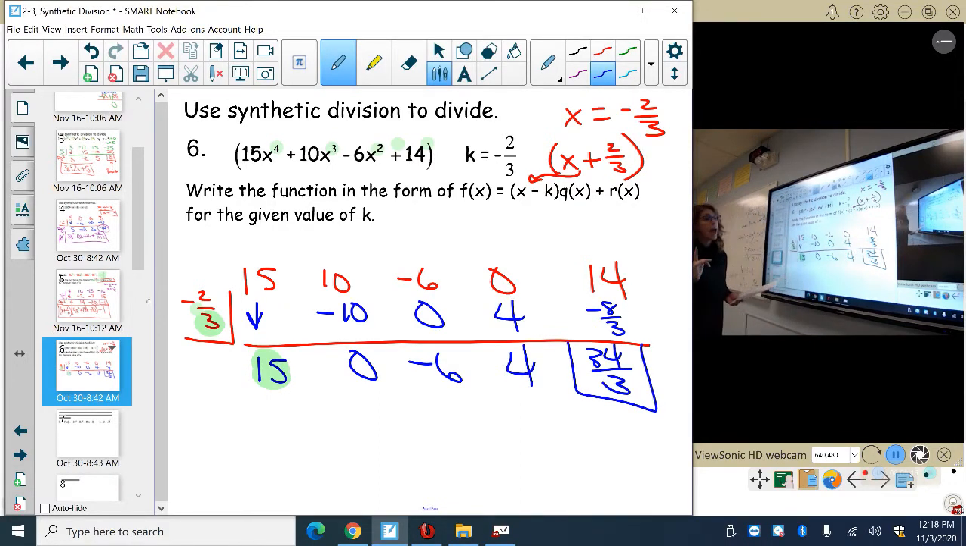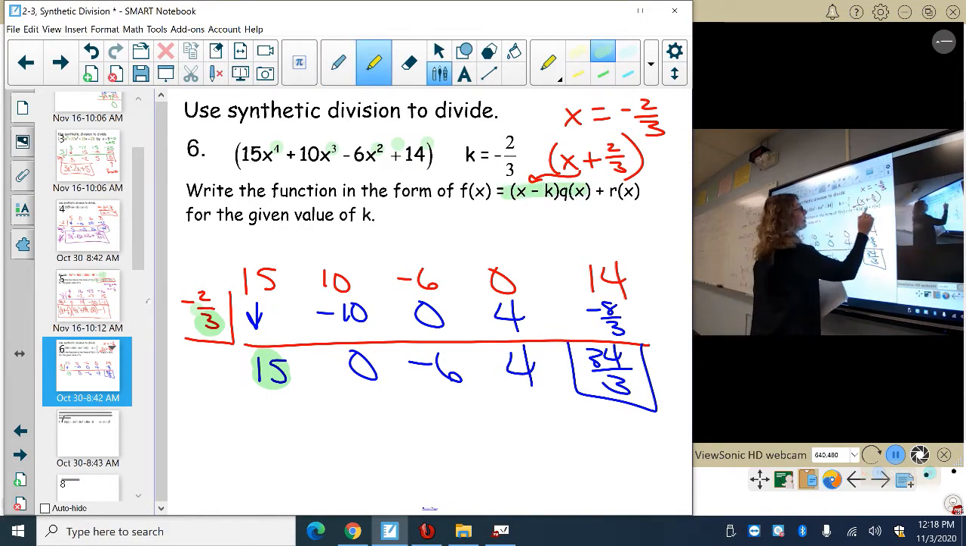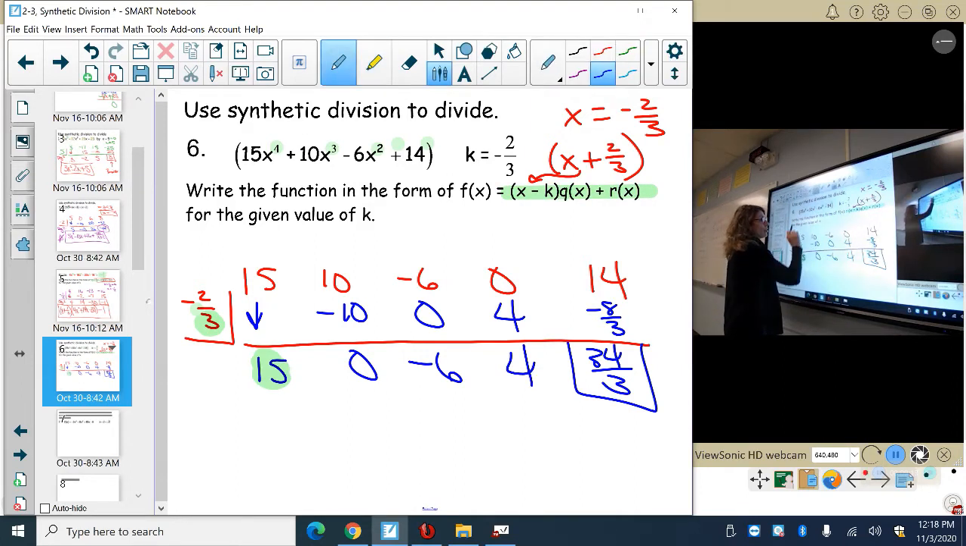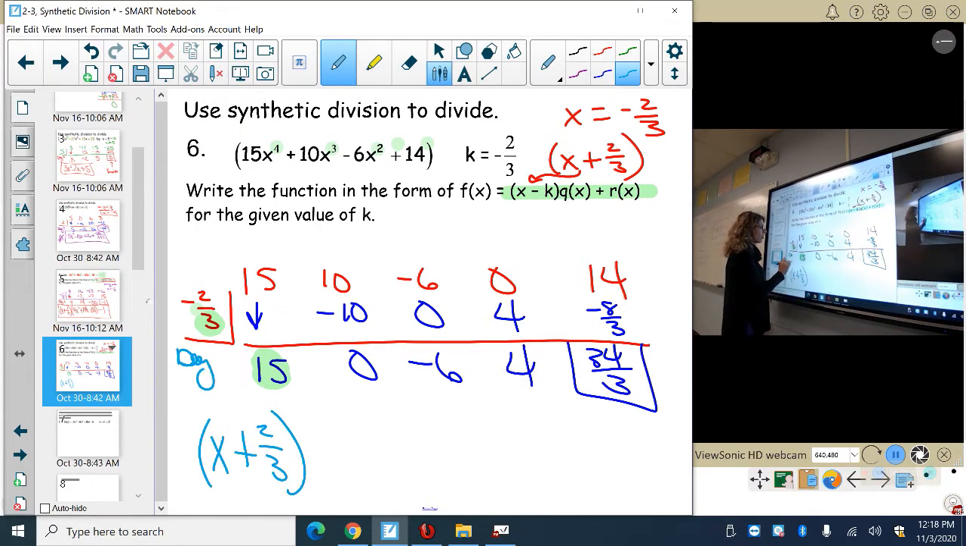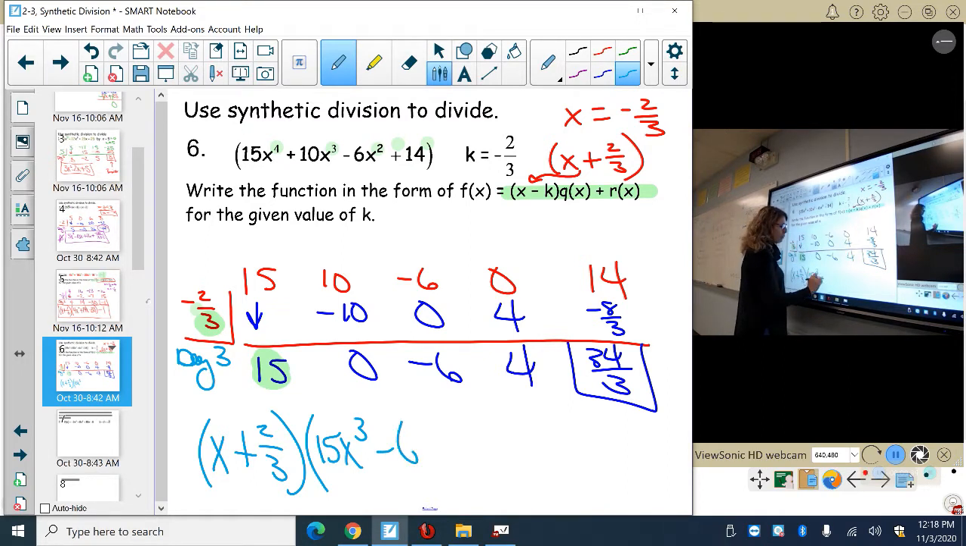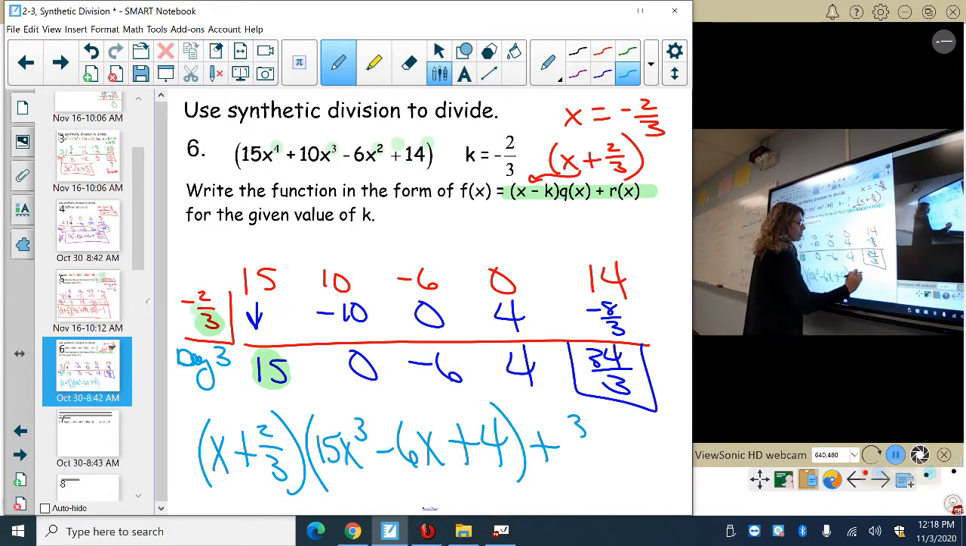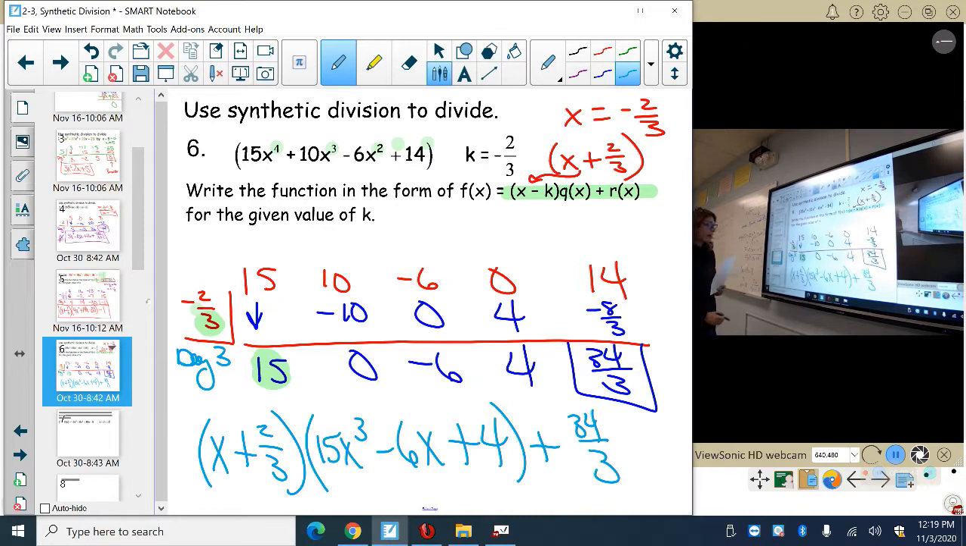Okay? So now, how do I write this? I have to write this as factors. So that's going to be x plus 2/3. This is now a degree down from 4, which is a 3. So now this is a 15. Add the variable back in, x cubed. 0, x squared, don't need it. Minus 6x plus 4 plus 34/3. And then that is done.